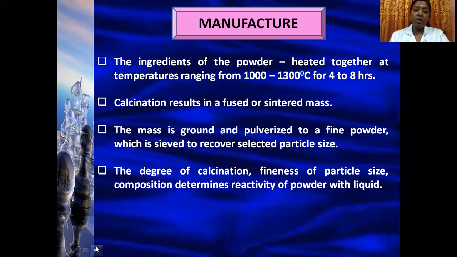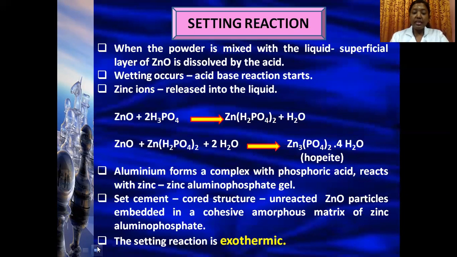Coming to the manufacture, so if you see zinc phosphate, the ingredients of the powder are heated together at a very high temperature, that is around 1000 to 2300 degrees Celsius for about 4 to 8 hours. The calcination results in a fused or a sintered mass. The mass is ground and pulverized to form a very fine powder, and it is passed through a particular sieve to get the desired particle size. The degree of calcination, the fineness of the particle size, and the composition determines the reactivity of the powder with the liquid.